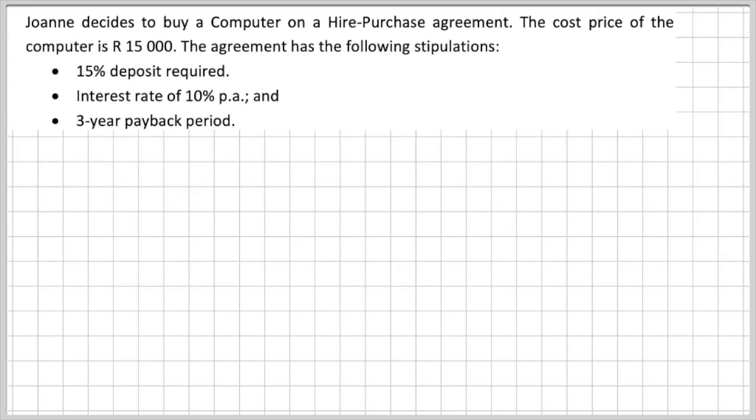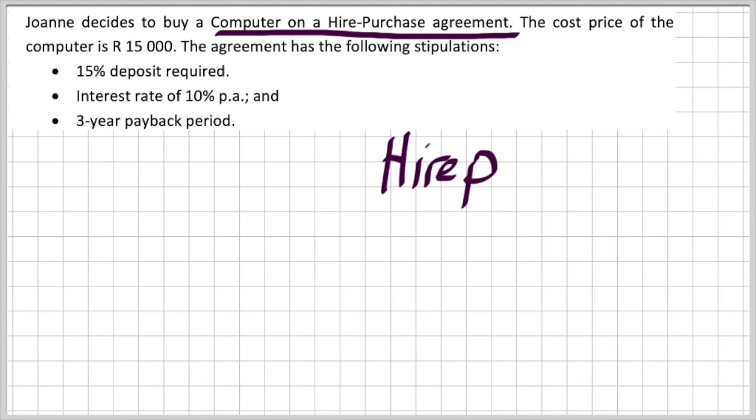So first of all, let's analyze this question. Joanne decides to buy a computer on a hire purchase agreement. Now, a hire purchase agreement, ladies and gentlemen, basically means that you pay a deposit, then that item gets placed in your hands so you can take it home. But then you spend the next 2 or 3 years repaying that item, and if you stop paying it, they just come and take it back and you've got nothing to show for it.